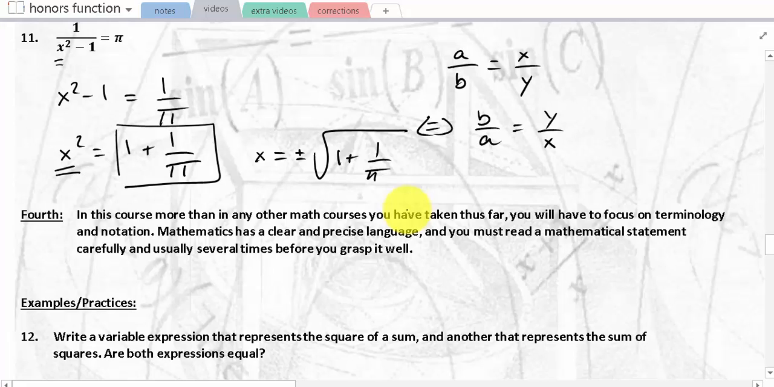Here's another quality that you will need to be successful in this course. I'm going to be focusing on terminology and notation, okay? And you have to pay attention. Math is a very clear and precise language, and you have to read any statement carefully. Okay, let me show you what I mean by that.